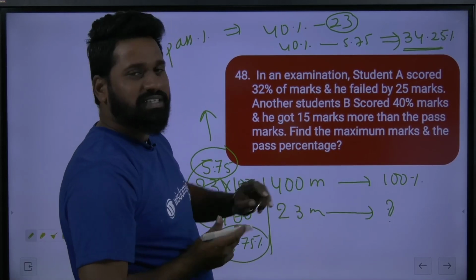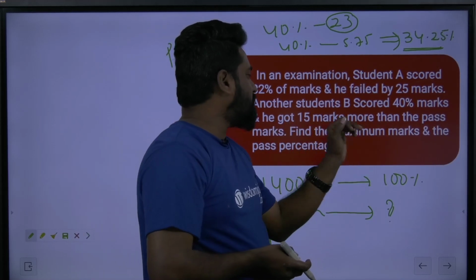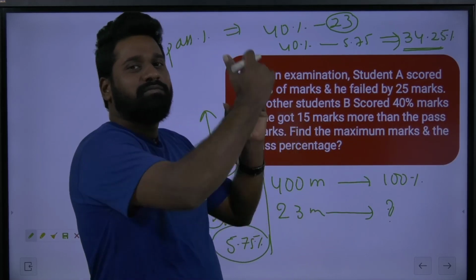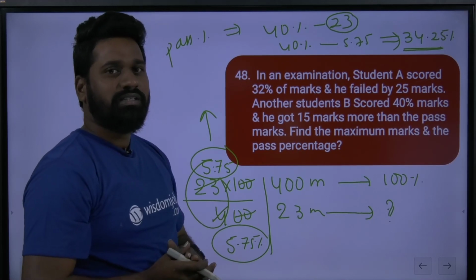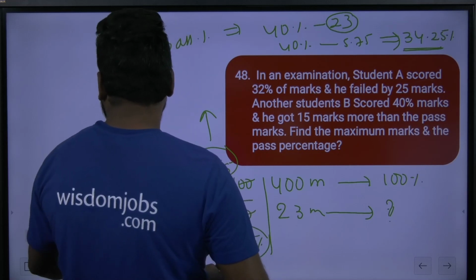So everything is same here. What is the change? We are just writing finally this marks, 23 marks in terms of percentage. That is the only change. Clear now? Right. Go for the next question.